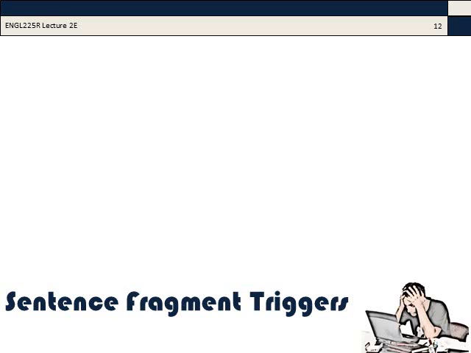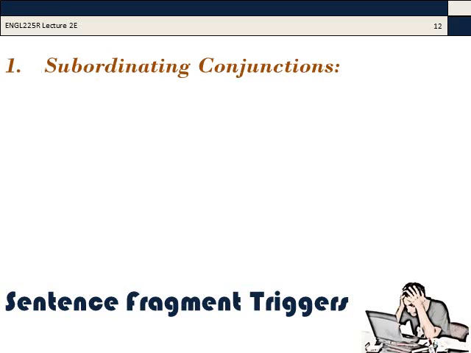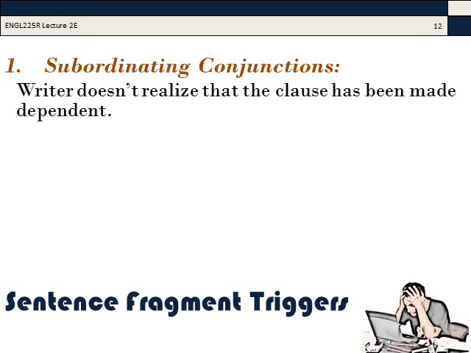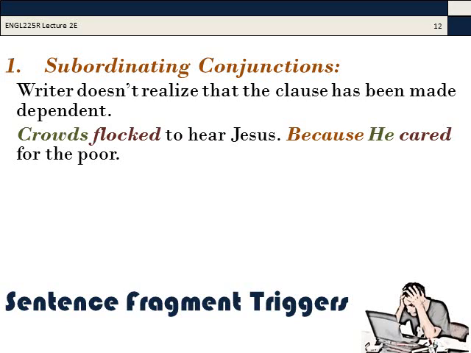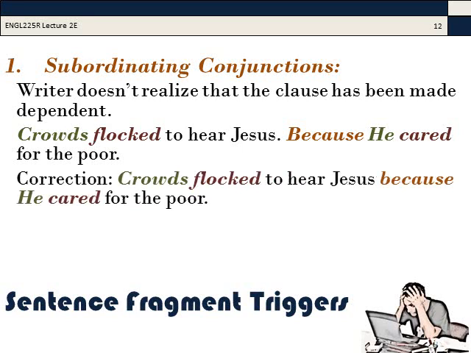We're only going through this because subordinating conjunctions often cause fragments. The writer doesn't realize that the subject and verb have been made dependent. "Crowds flocked to hear Jesus" period, "because he cared for the poor." Well, that second bit cannot stand alone and should be added to the first bit.